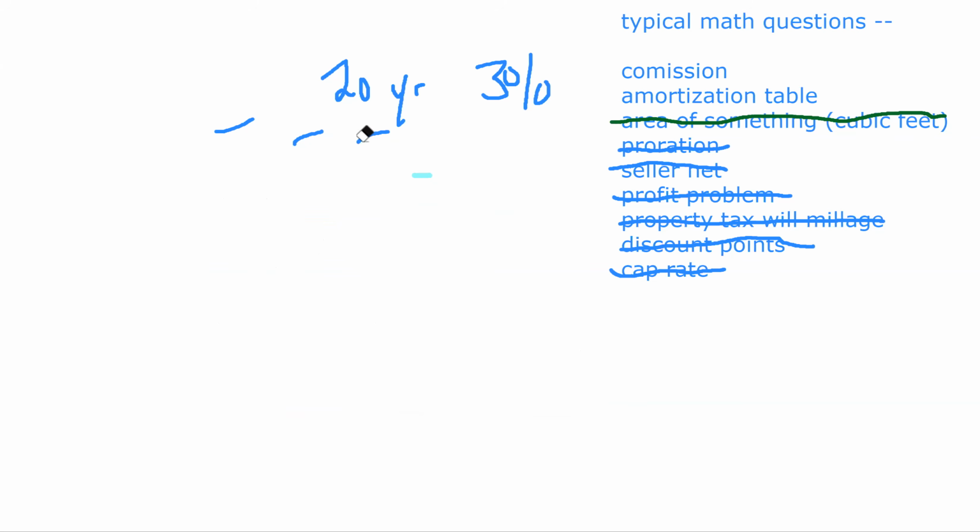Okay. So let's keep moving and grooving, because that's an amortization table. All right. Let's do this one. And you guys are already super smart. Look at you guys doing other questions already. So now amortization table's gone.